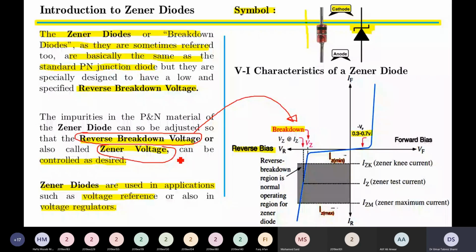Now we must maintain a certain amount of current, which is called the knee current, so as to establish the Zener voltage.